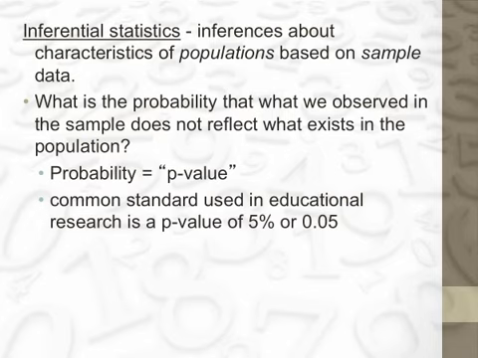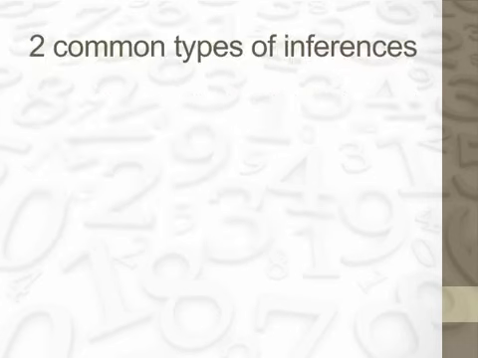So this connection will make sense in a second. But the important thing to know is that your p-value is basically the probability that your sample does not reflect what exists in the population. So it's the probability that maybe you surveyed 50% of the population, but they were not representing the other 50%. So your p-value is the probability that what your data reflects is not accurate to the population.